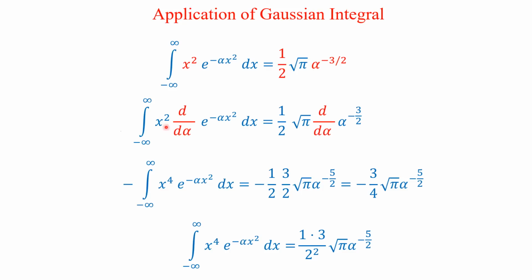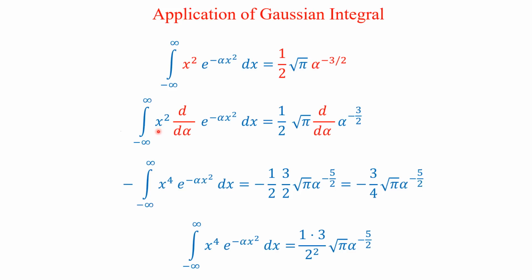So now you differentiate this again with respect to alpha. Equivalently, you introduce the differentiation on the left hand side. So, if you differentiate this with respect to alpha, you will get minus x squared.